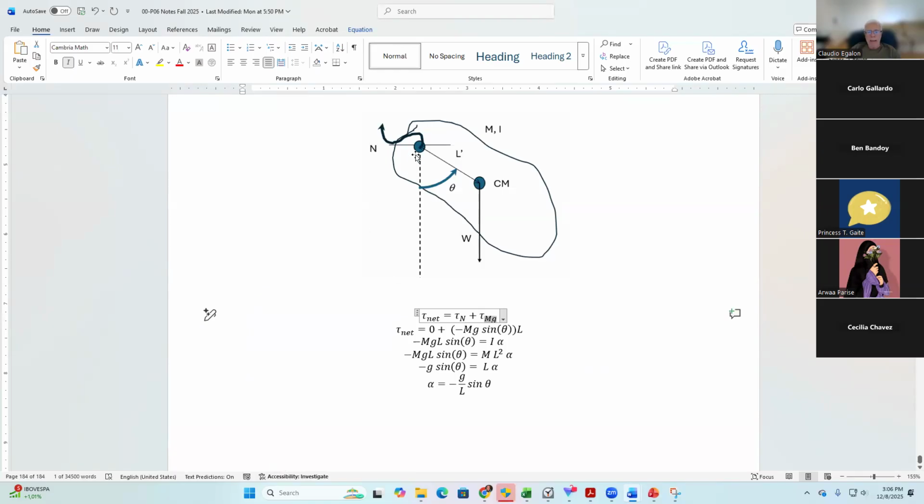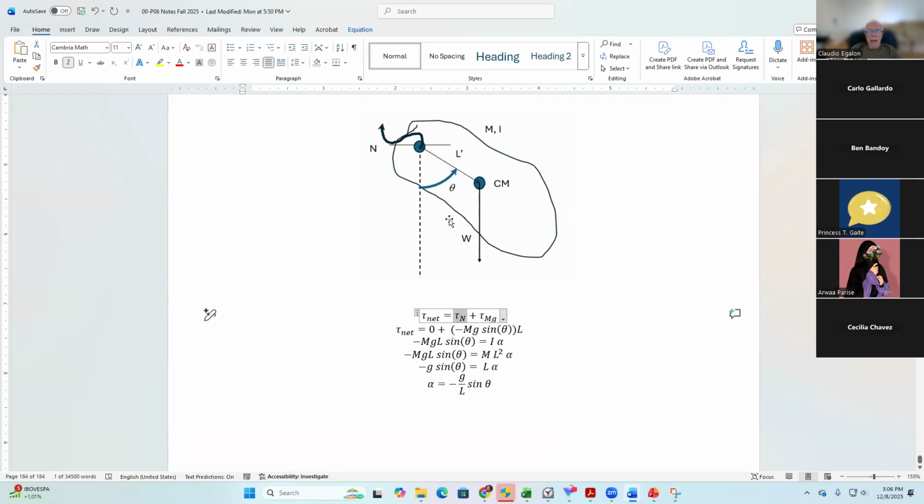We're taking the axis passing through the point of rotation. Consequently, the torque applied by this normal force is zero. Remember that I told you I don't need to know the value or even the direction of this normal force. We don't have to know because its torque is zero. And what else? We've got to get the torque of the weight.